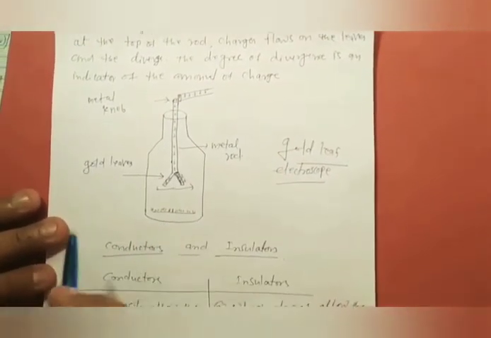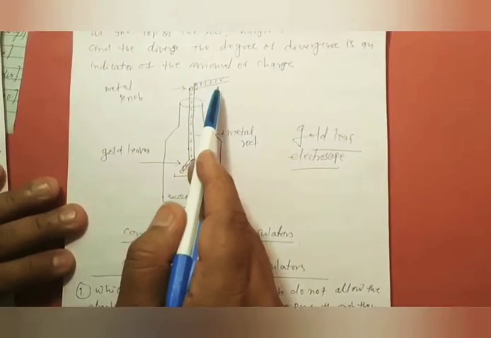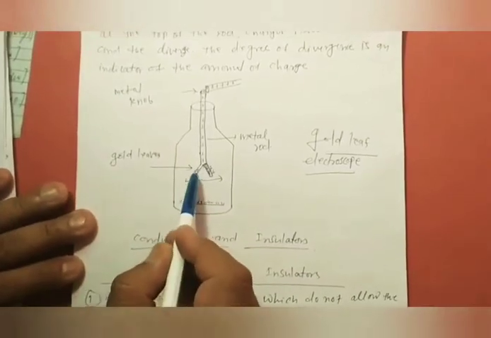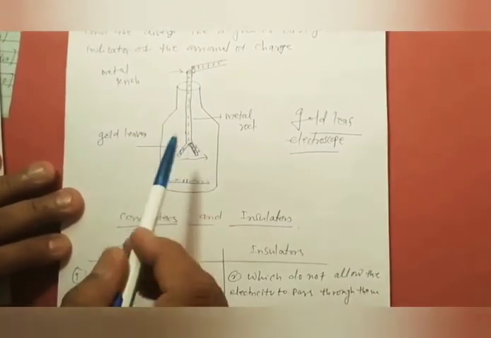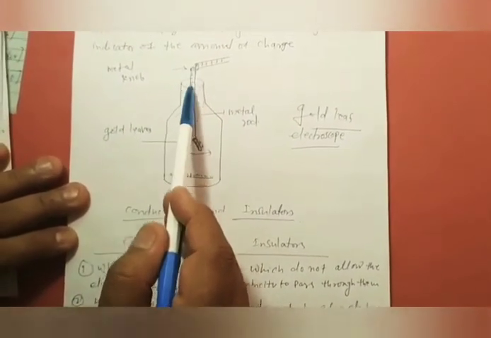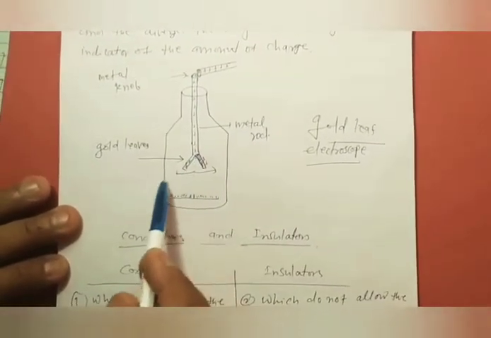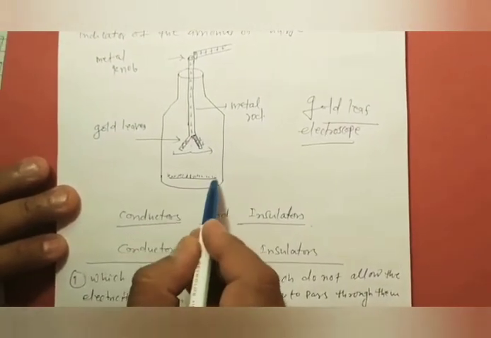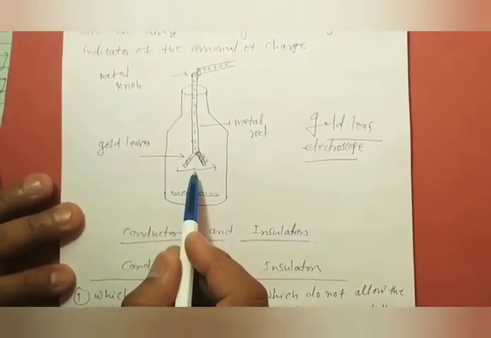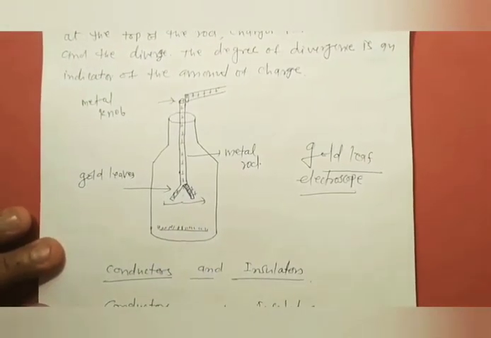In this figure, we can see this is a metallic rod. This is a positively charged rod. This is the point of contact, the metallic knob. Here we can see two gold leaves. When a positive charge is in contact with this metallic knob, the charge flows through this and these two leaves diverge. By this scale we can see the degree of divergence. If charge is less, then the force of repulsion is less. If charge is more, then the degree of divergence is more.